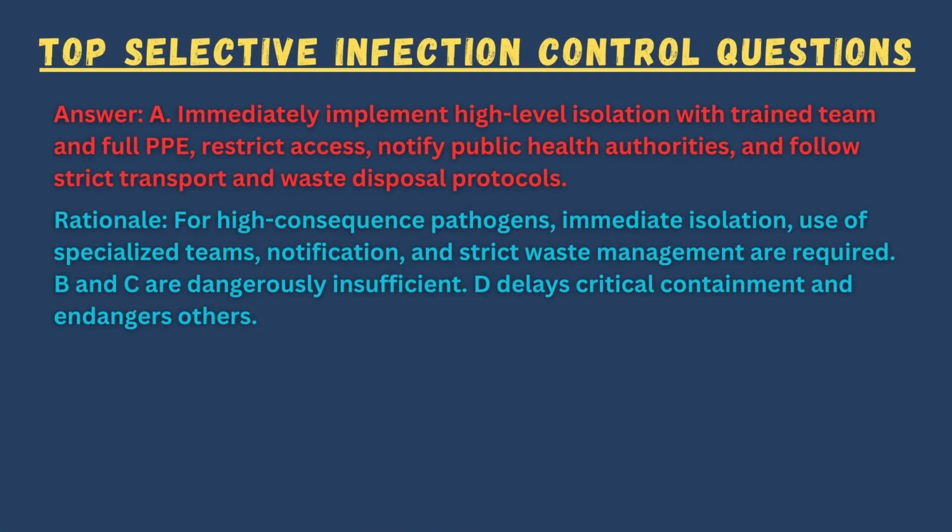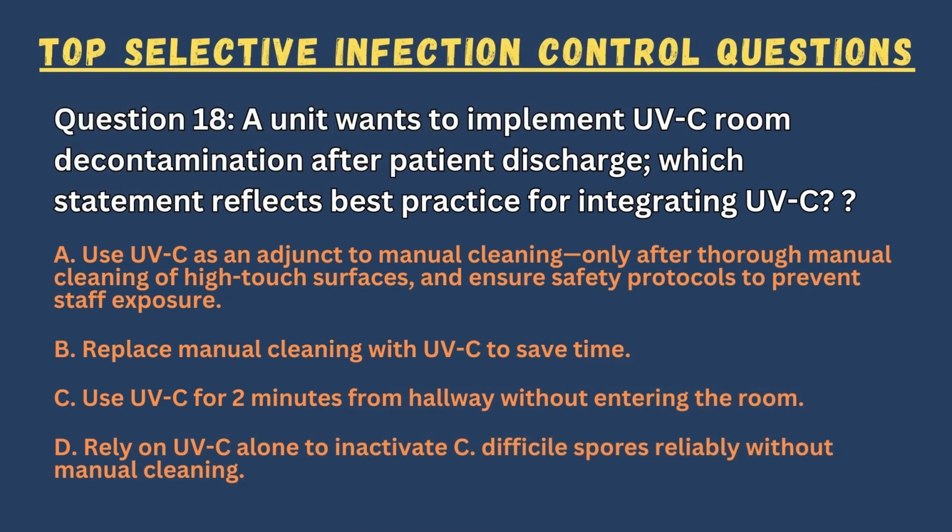Answer. A. Immediately implement high-level isolation with trained team and full PPE. Restrict access, notify public health authorities, and follow strict transport and waste disposal protocols. Rationale. For high-consequence pathogens, immediate isolation, use of specialized teams, notification, and strict waste management are required. B and C are dangerously insufficient. D. Delays critical containment and endangers others. Question 18. A unit wants to implement UVC room decontamination after patient discharge. Which statement reflects best practice for integrating UVC? A. Use UVC as an adjunct to manual cleaning.